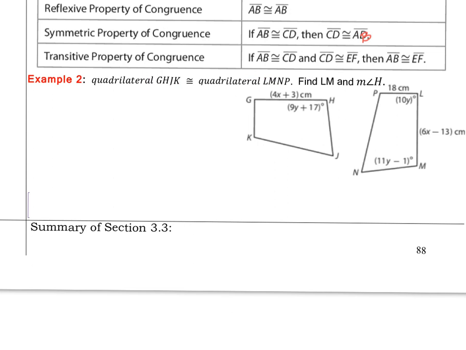All right, finally, let's take a look at example number 2, where you have quadrilateral GHJK congruent to quadrilateral LMNP. So find the length from L to M and the measure of angle H. Based on example 1, see if you can try this one by yourself. So pause the video here, actually pause it, go ahead, and see about doing the work without watching first. Then unpause to check your answers.